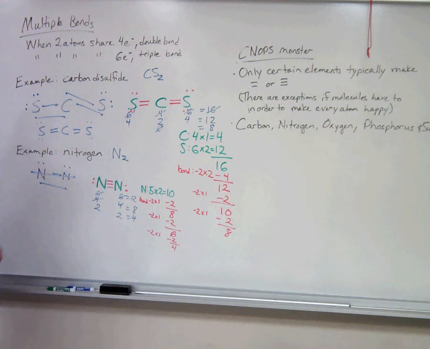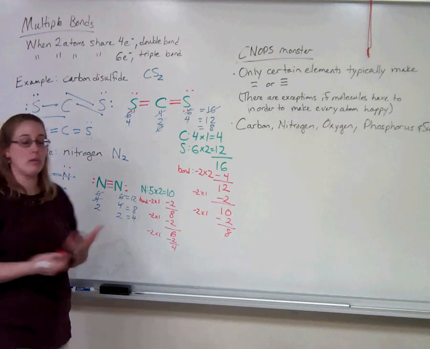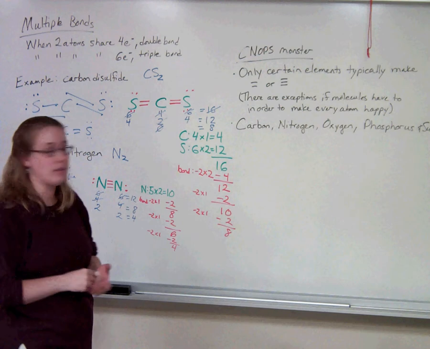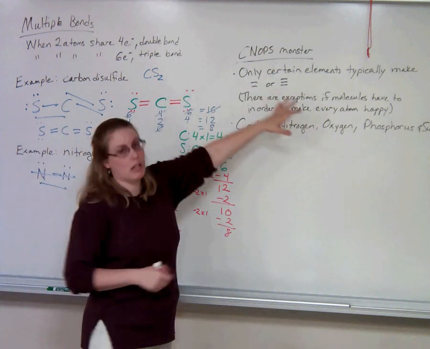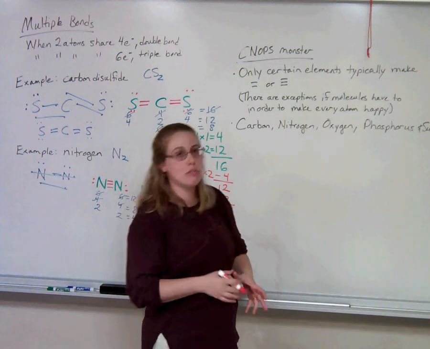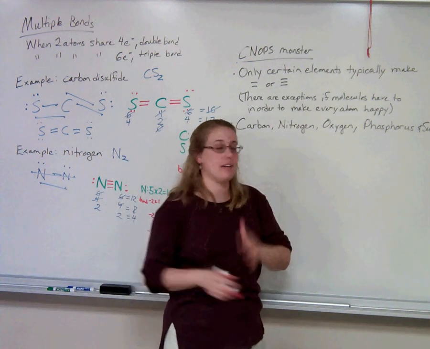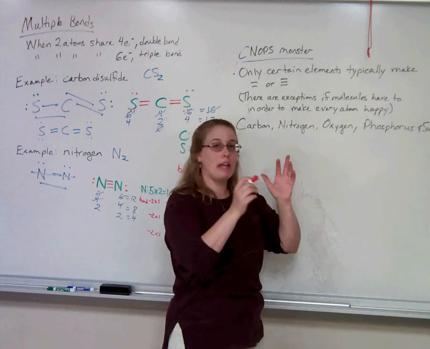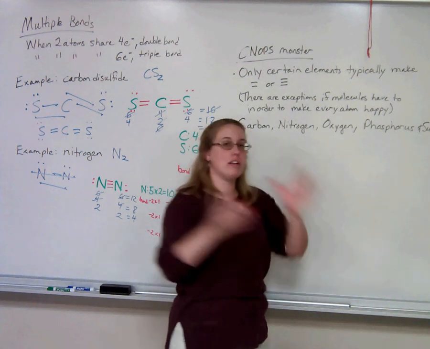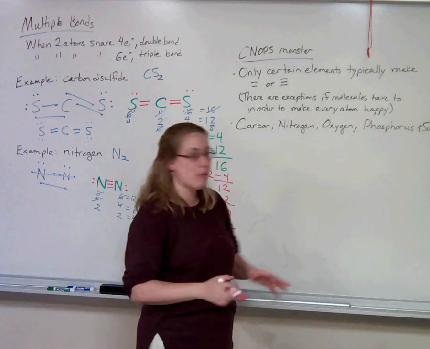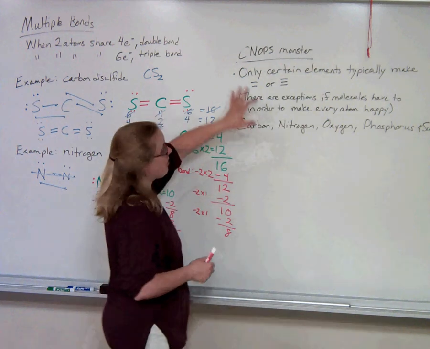All right, next question. Can any old atom make a double bond or a triple bond? The answer is no. Only certain atoms make double or triple bonds. Typically. Now, there are exceptions always. If the molecule has to have an atom make a double bond that doesn't normally make a double bond in order for everybody to be happy, it's more important for the atoms to satisfy the octet than to not make double bonds. So if they have to, they will, but typically only 5 elements make double bonds.